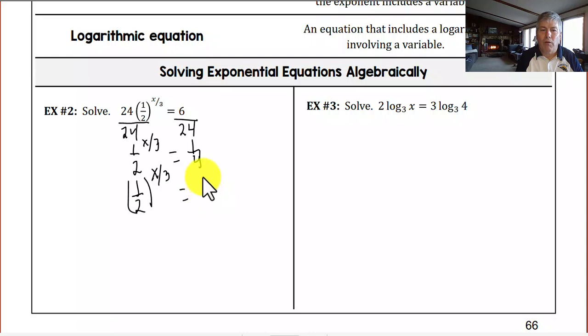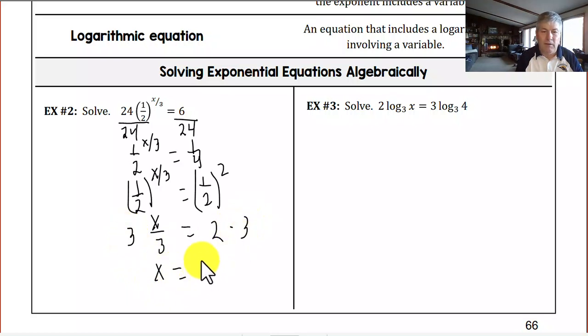And 1/4 is 1/2 squared. So now we have the same base, so we can drop our 1/2 base. We can say x over 3 equals 2. Multiply both sides by 3. And we get x equals 6.